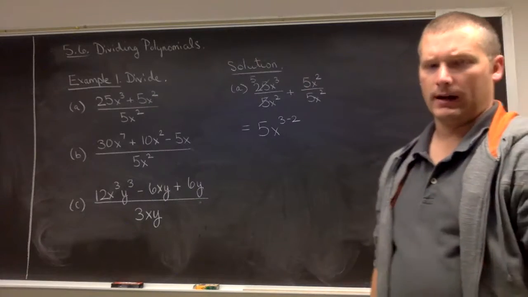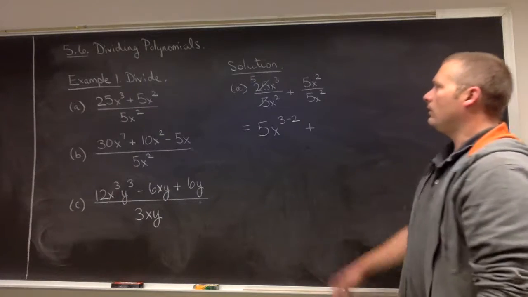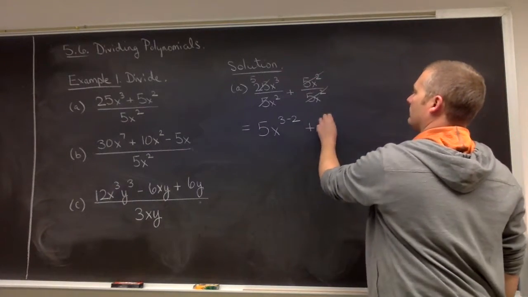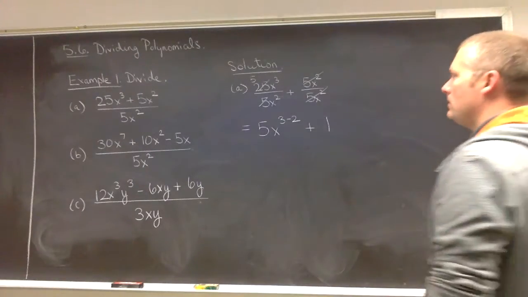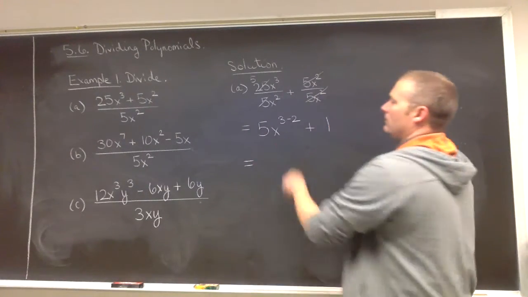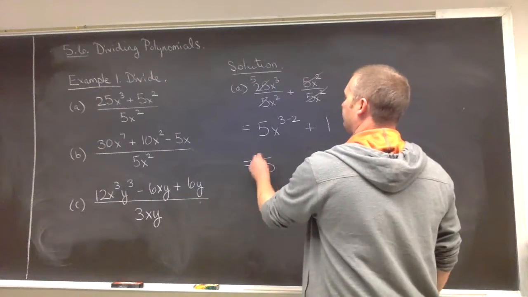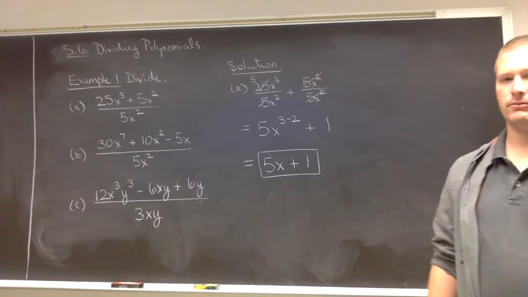And then we're going to subtract the exponents. Well, 5x squared and 5x squared, they're exactly the same. So they just cancel each other out, leaving a 1. Little bookkeeping here, 3 minus 2 is 1. So I've got 5x to the first plus 1.